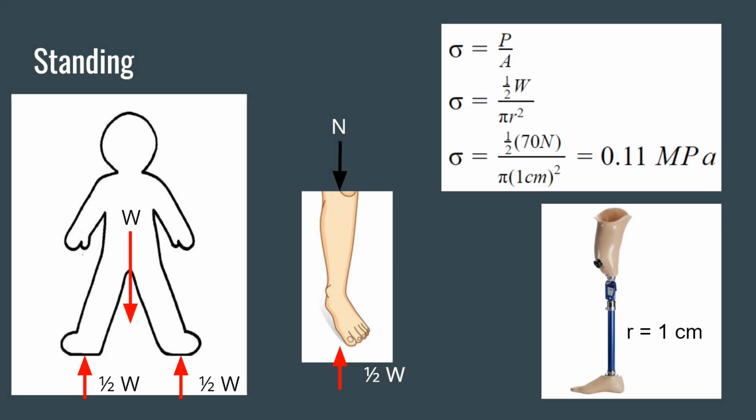First, we will examine the mechanics of an individual with a prosthetic leg while they are standing. The diagram on the left shows that each leg bears approximately half of the weight of the user. Thus, the internal normal force in the leg is also approximately half of the weight of the user. Assuming that the prosthesis has a radius of 1 centimeter and the user weighs 70 newtons, the stress in the prosthesis would be 0.11 megapascals. Since titanium has a tensile yield strength of around 800 megapascals, it is a good choice for prostheses.